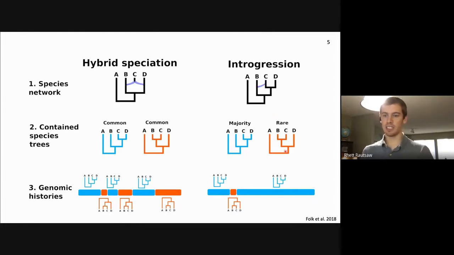So hybrid speciation and introgression are very similar in that they both occur as a result of gene flow. And these processes really challenge the concept that species must be reproductively isolated and that allopatric speciation is the most common form of speciation. But these are now becoming more and more recognized.